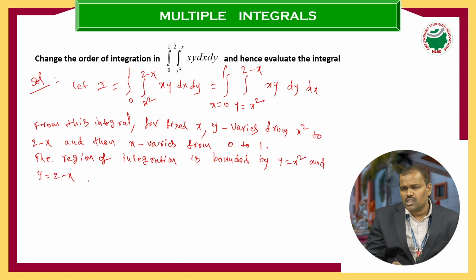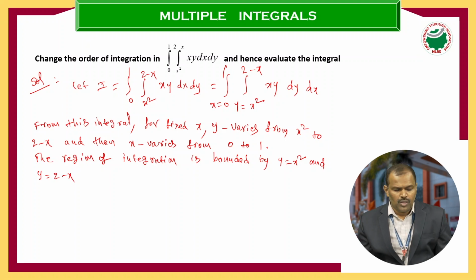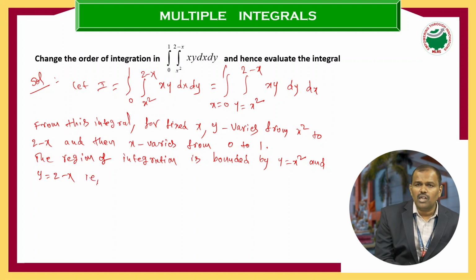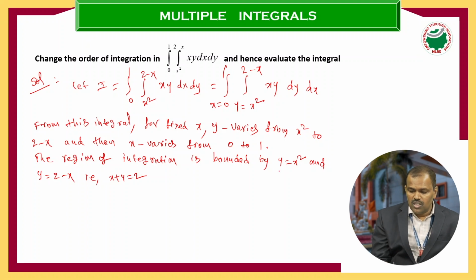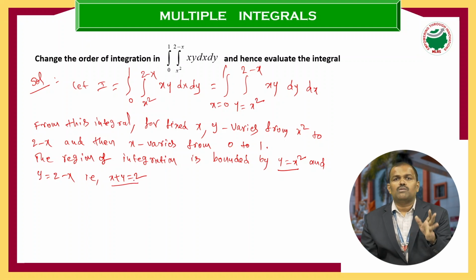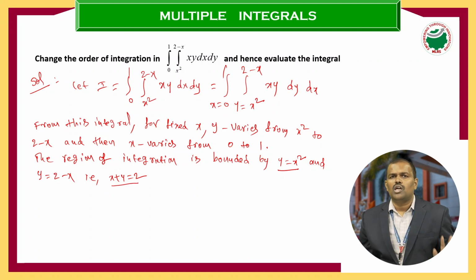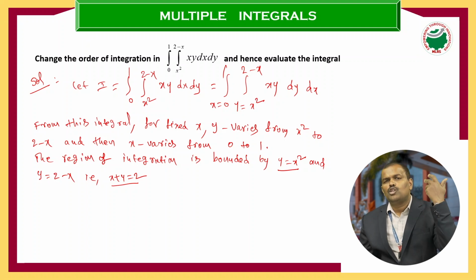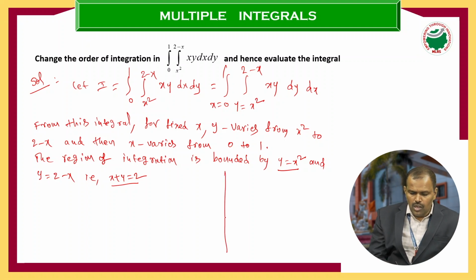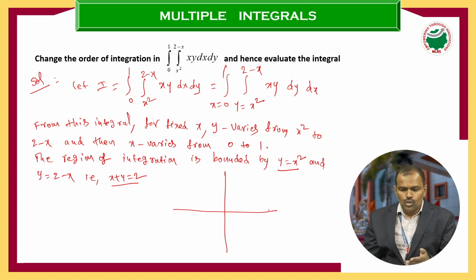Tell me, y is equal to x square represents what? It's a parabola. Y is equal to 2 minus x represents a line, which is nothing but x plus y is equal to 2. So the region of integration is bounded by one parabola, x square is equal to y, and one line, x plus y is equal to 2. Now we should draw the rough sketch. From that we can get the new limits after changing the order. Before changing the order, as per the given limits, the region is bounded by one parabola and one straight line. So we know how to draw the figure.